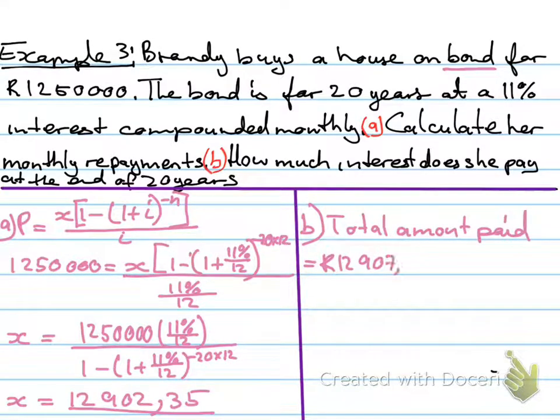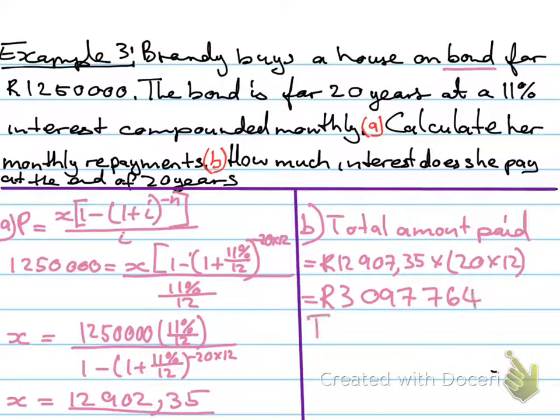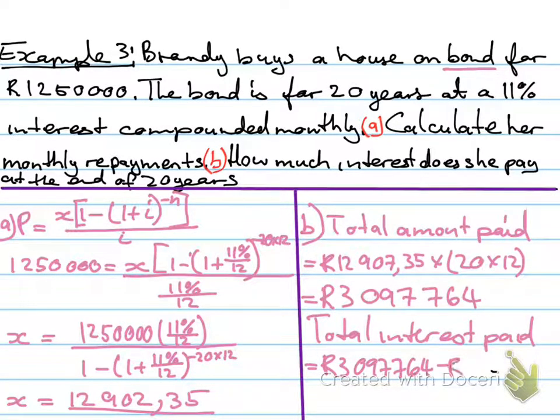And then B, the amount of interest paid, so we're answering B now. Total amount paid, we multiply 12,907.35 multiplied by 20 multiplied by 12. How many months is that? That will be 240 months. And then you subtract the original amount from the paid amount, and then you see that there is a lot of interest which has to be paid, which is 1,847 rand 64 cents.